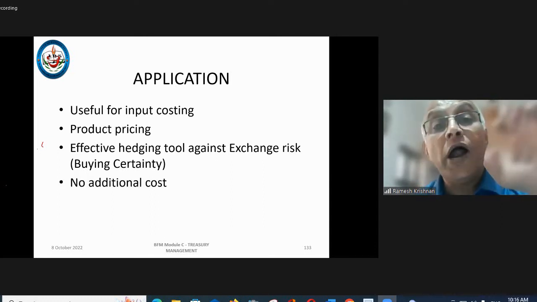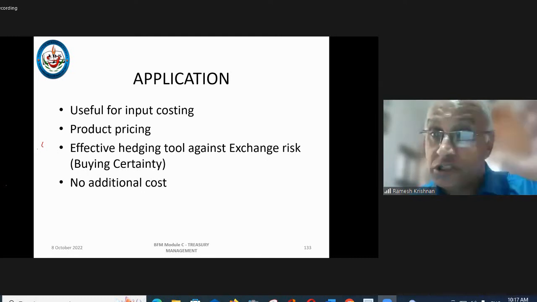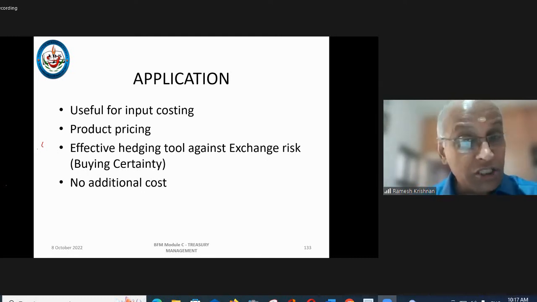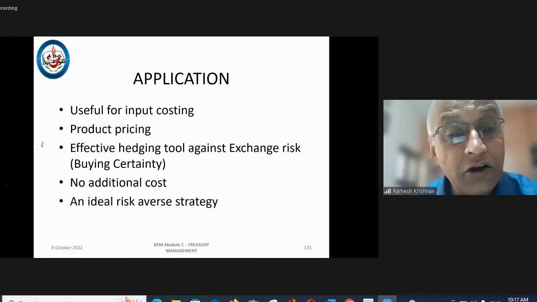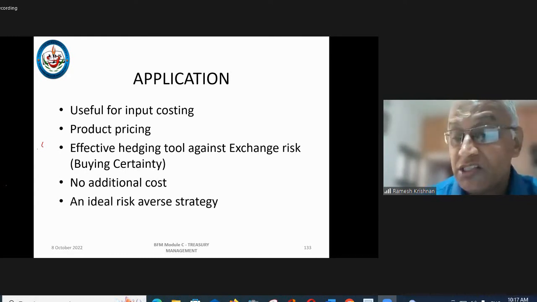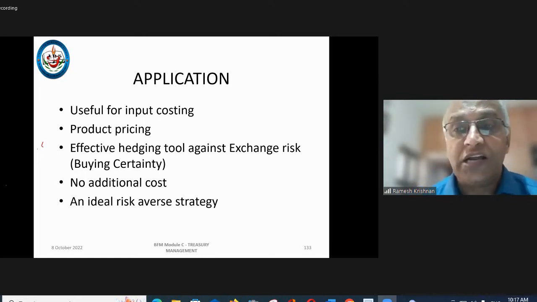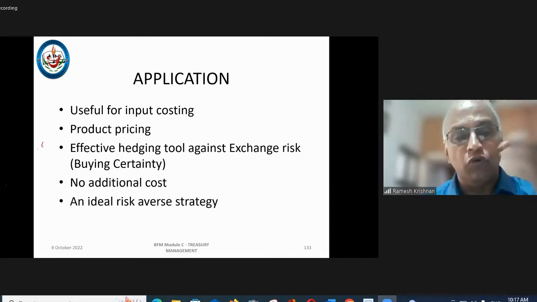And there is no additional cost for concluding a forward contract. The customer also does not pay any premium. The bank also does not charge any premium. This concept of premium will come for options. So you should have clarity that there is no additional cost. An ideal risk cover strategy. This is important. It is a risk cover strategy, with the application purely fixing of the exchange rate movement.